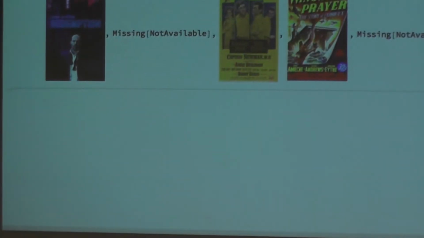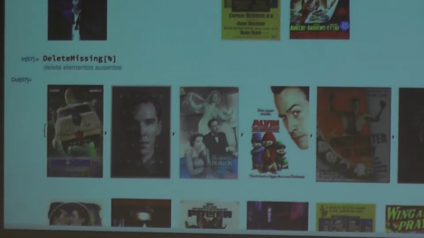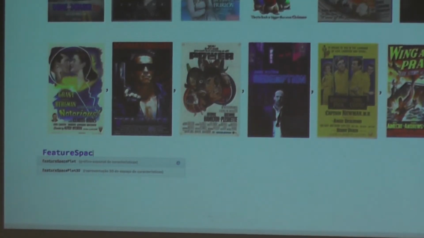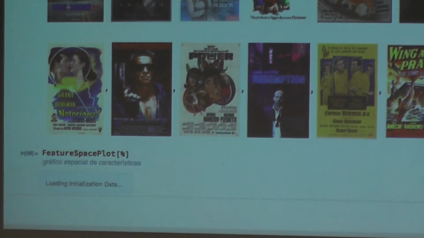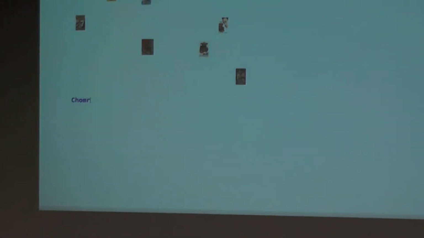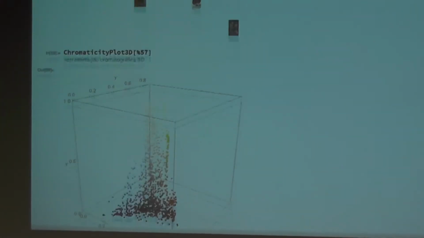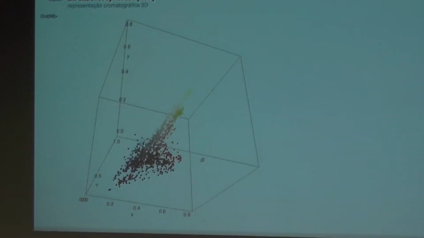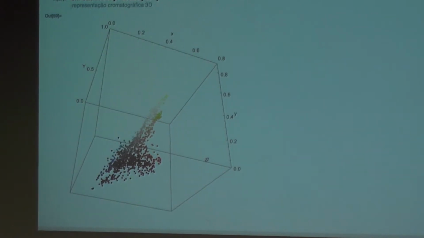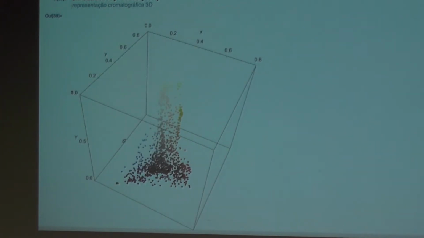All right, so that's some of those movie posters. If I say delete missing here, one thing I can do is use feature space block. Now it'll arrange those movie posters by the style of the movie poster. Or we can say chromaticity block 3D: take those movie posters and show the colors in the movie posters arranged in 3D color space. So we can start doing some analysis of the correlation between the type of movie and the colors of the movie poster, things like that.